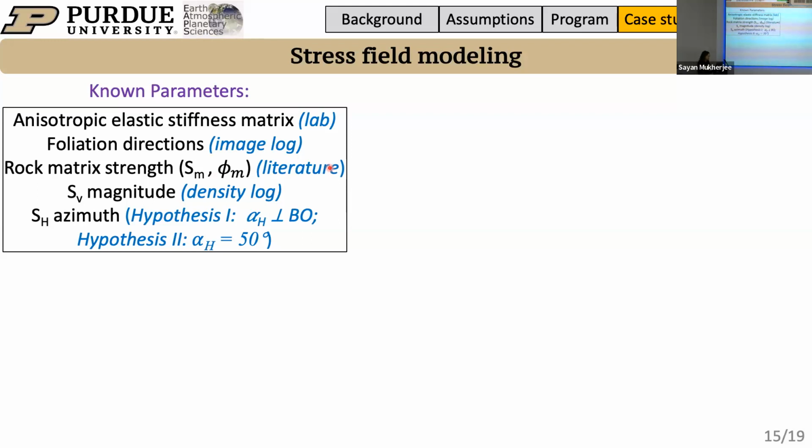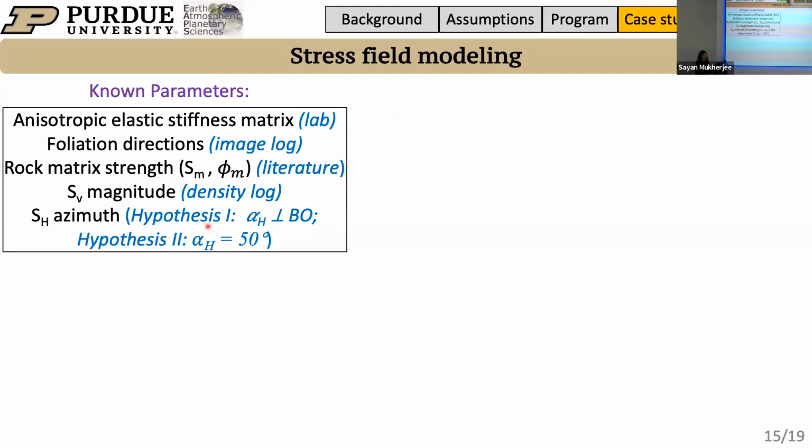So for the program I built, I have known parameters. I input the transversely isotropic elastic matrix into the program, which is what we measured in the lab. And I also have the foliation directions from image logs. For the rock strength parameters, I just take numbers from the literature, and for the vertical stress magnitude, I just do the integration of the density logs. But for the maximum horizontal stress azimuth, I have two assumptions.